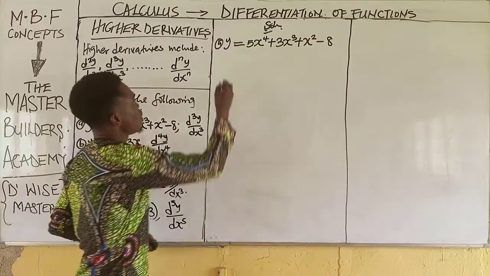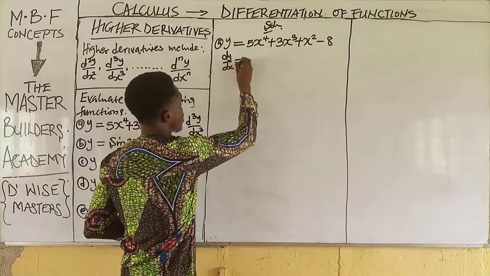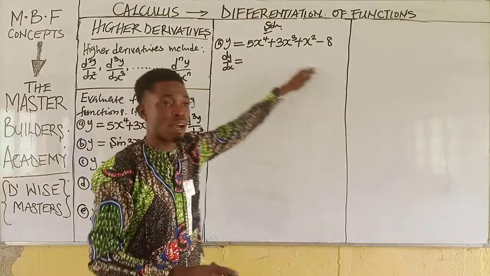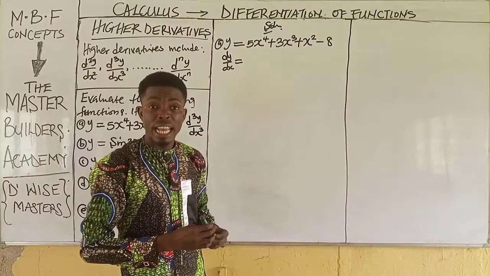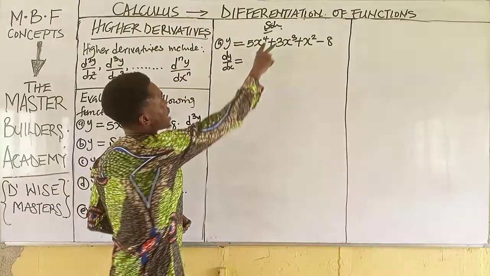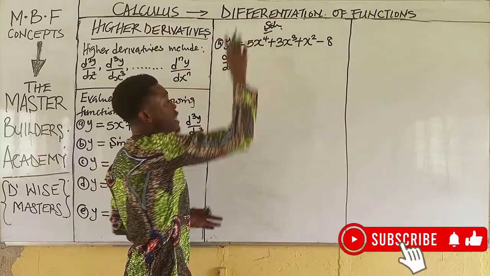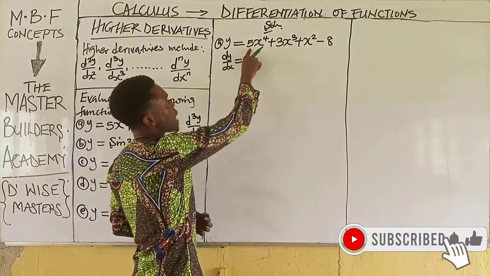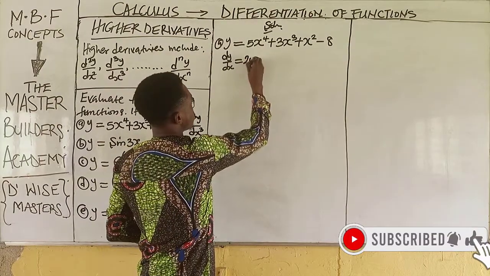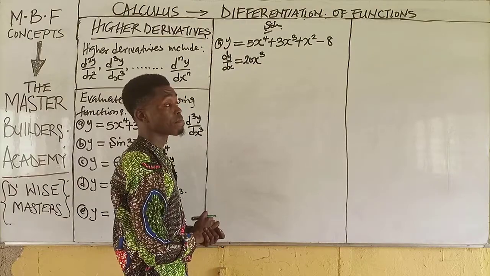So first, we have dy over dx is equal to, now understand that this is a polynomial function, and you know what happens anytime you are differentiating a polynomial function. All I need to do is bring down the power 4 multiplied by 5. The power of the first term here is 4, so 4 multiplied by 5 gives us 20x raised to power 3, we reduce the power by 1.